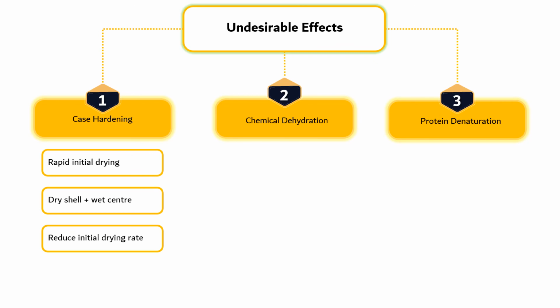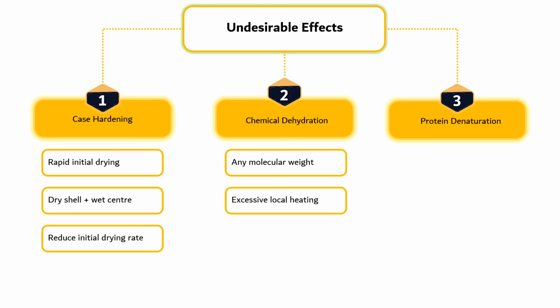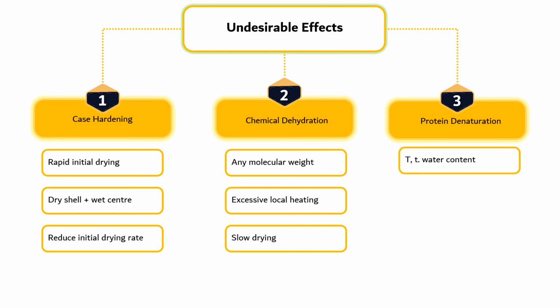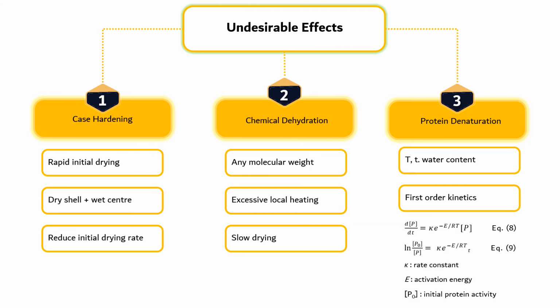Chemical dehydration can be a problem with materials of any molecular weight. The water molecules are removed from the product molecules. This occurs largely as the result of excessive local heating and again can be avoided by drying more slowly. The most serious problem, protein denaturation, is a function of temperature, time, and water content. These factors are coupled. The denaturation follows first-order kinetics. Thus, the activity of protein versus time can be determined using equation 8 and equation 9.